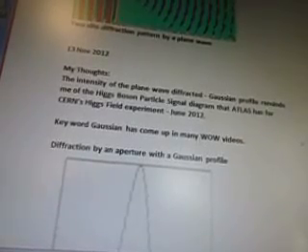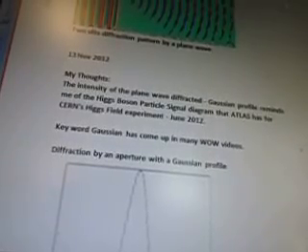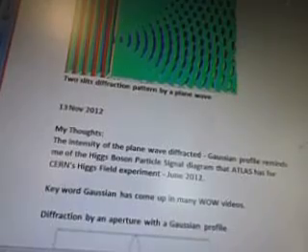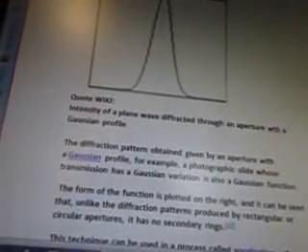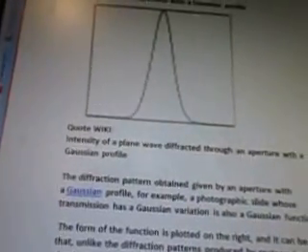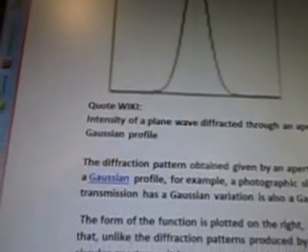November 13th, 2012, my thoughts. The intensity of the plane wave diffracted Gaussian profile reminds me of the Higgs Boson Particle Signal diagram that Atlas has for CERN's Higgs field experiment in June 2012. Keyword Gaussian has come up in many WOW videos. Diffraction by an aperture with a Gaussian profile. Quote from Wiki. Intensity of a plane wave diffracted through an aperture with a Gaussian profile.